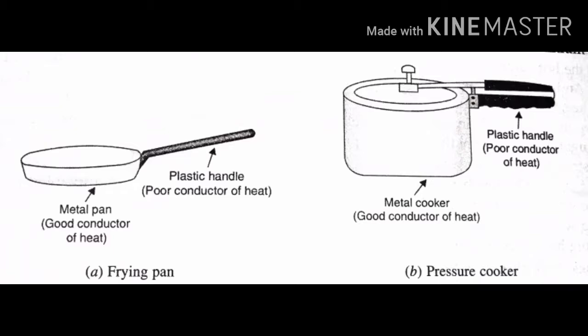And some stainless steel frying pans and cookers are provided with a copper bottom. The reason for this is that copper metal is a much better conductor of heat than stainless steel.